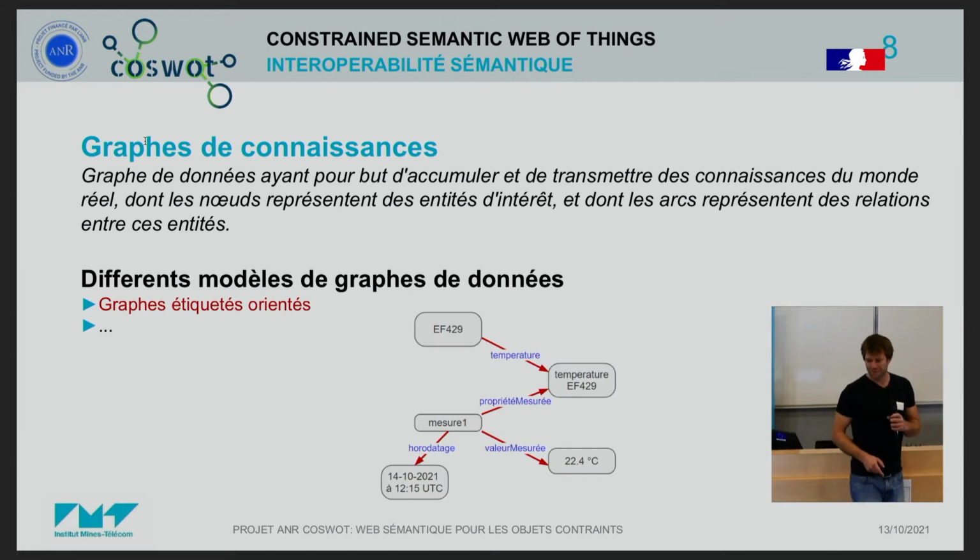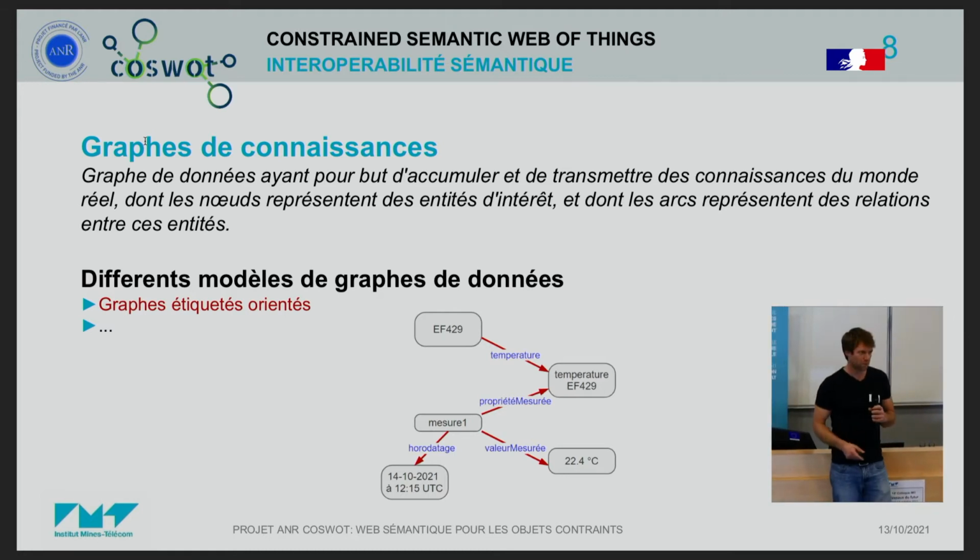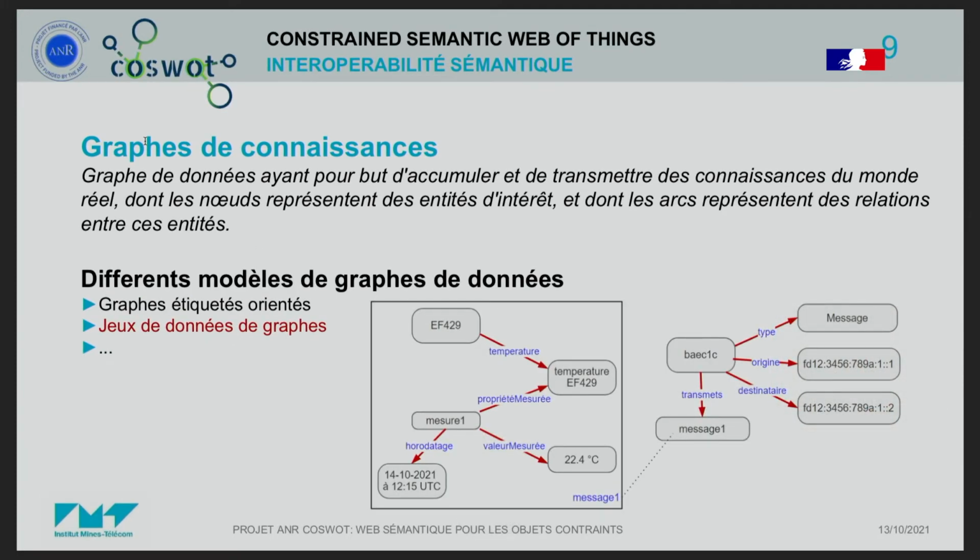Other graph data models exist. For example, here graph data sets, where you can give a name to a graph and then refer to that graph in another graph. So for example, here we can talk about this graph that is called message1 and say that this message1 has been conveyed by some communication with some origin and some destination.